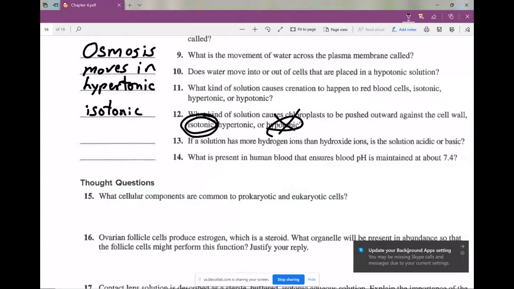13. If a solution has more hydrogen ions than hydroxide ions, is this acidic or basic? So now it's acidic, but we're going to cover it tomorrow. All right. What is present in human blood that ensures blood pH is maintained at about 7.4? We don't need to know this. Okay.